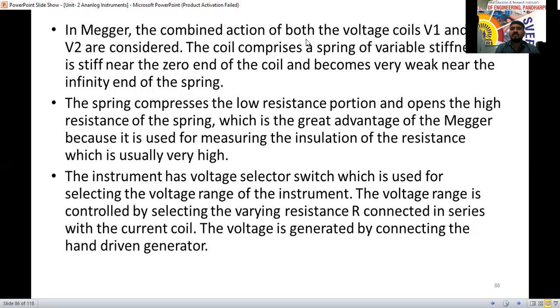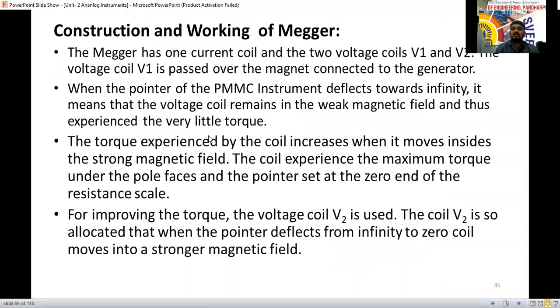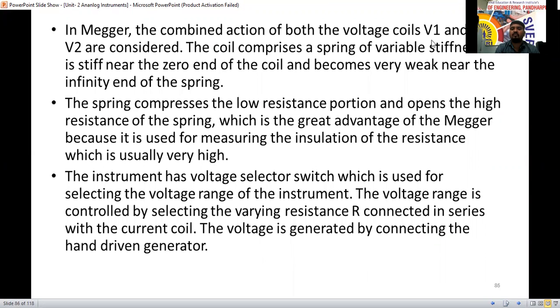the combined action of both voltage coils V1 and V2 is considered here. We are not considering only V2. Both are connected together, V1 and V2. We are going to consider the combined action of the voltage coils V1 and V2 here.